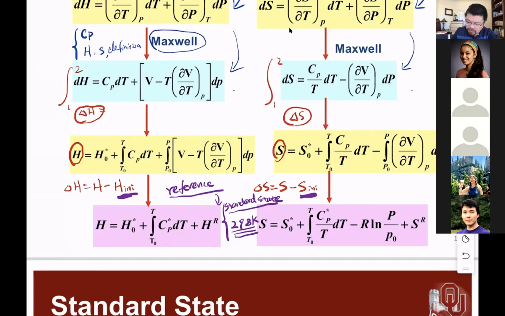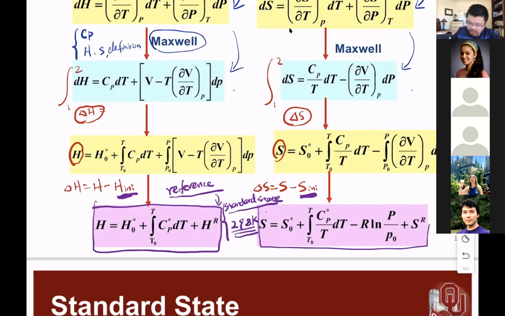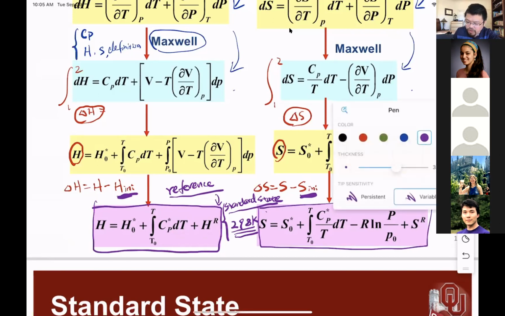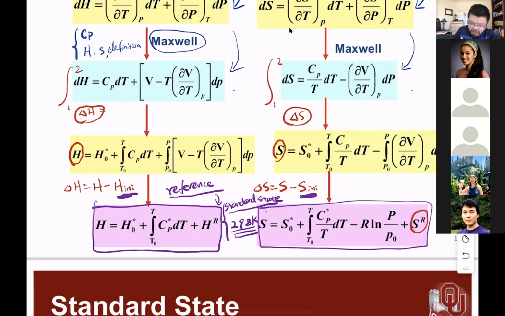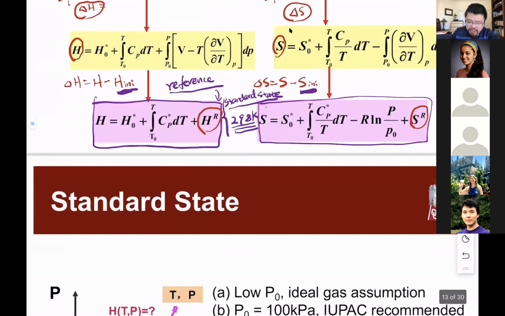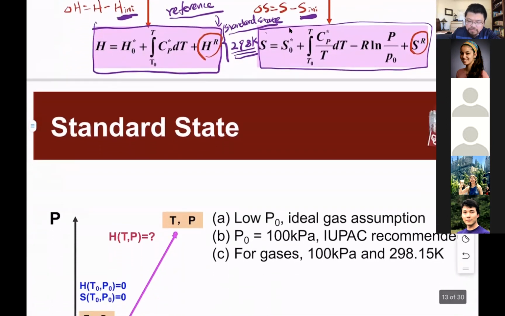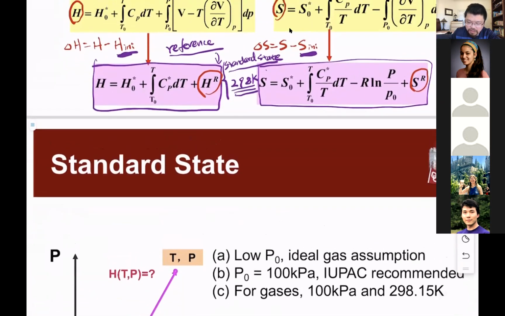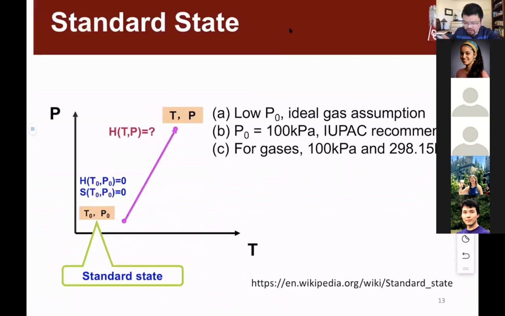So the last slide, we will come back to after today's lecture. I hope you will be able to understand why now we can move forward and we try to put together some new quantity, S^R, H^R, the so-called residual property. So now let's move on to see what we are going to talk about, or how we come up with the ideas for those residual properties. So here is one slide to remind you about standard state.